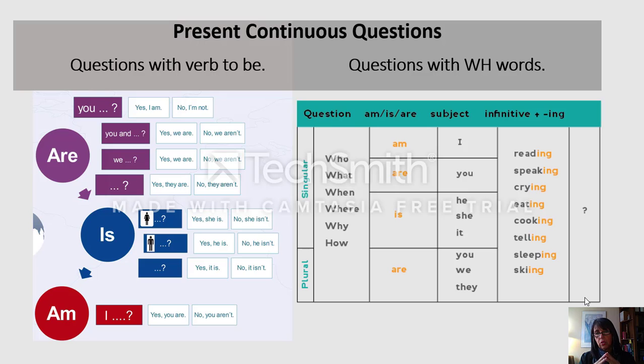The other way is using the WH words. So those are the question words: who, what, when, where, why, and how. You're going to use those words first, then you're going to use the verb to be. Remember, you have to have a verb to be and an ing in order to have a continuous tense. So first the question word, the verb to be, the pronoun, and the verb ending in ing. What am I reading? Who are you speaking to? Where are we going? Okay, so these are two ways of making questions in the present continuous.